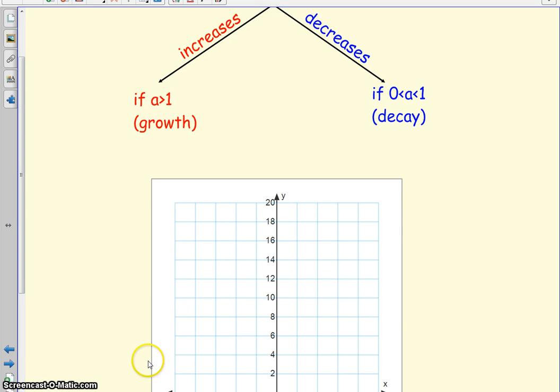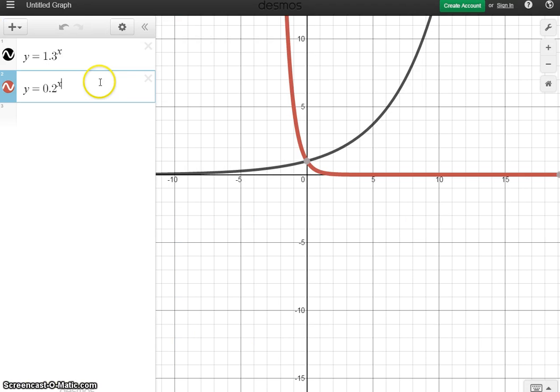Okay, so let me just quickly show you on Desmos. What you can see here are examples of two different functions, one where the base is larger than 1, and you'll see it's increasing, the black one right here, and one where the base is smaller than 1, between 0 and 1, and you'll see this one's decreasing. And again, for an exponential function, the base has to be larger than 0. You can't have any negative bases. Okay, so again, that's just a bit of a recap there.